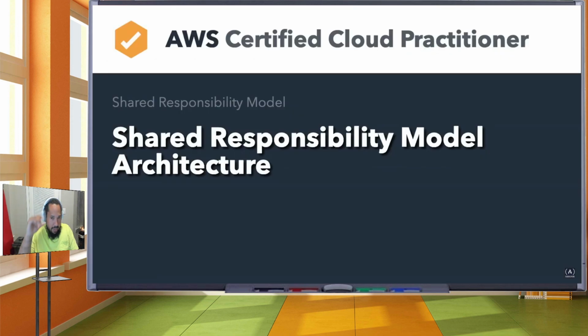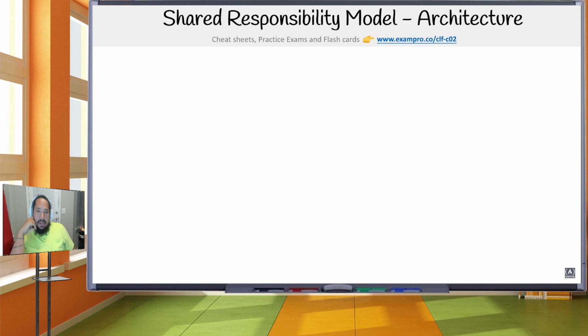Ooh, here we go. Meat and potatoes. Hey, this is Andrew Brown from Exam Pro, and we are looking at the shared responsibility model from the perspective of architecture. And if you're getting sick of the shared responsibility model, don't worry. I think this will be the last slide in this section, but let's take a look, okay?